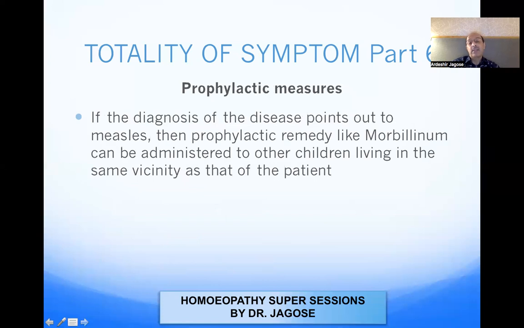Now, prophylactic measures. If the diagnosis of the disease points out to be measles, then a prophylactic remedy like morbillinum can be administered to other children living in the same vicinity as that of the patient. So, homeopathy can be used as a prophylactic. For example, if a child is suffering from measles, then the other children who are in the vicinity of that child, you can give morbillinum, and there's a possibility that they will not develop measles.